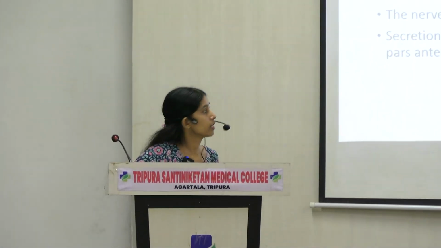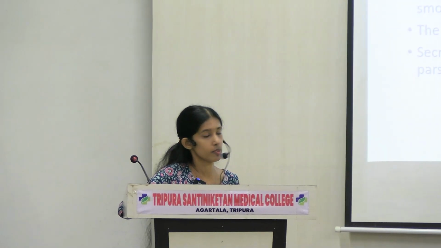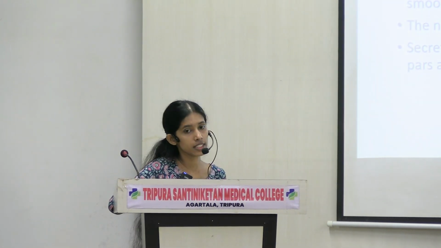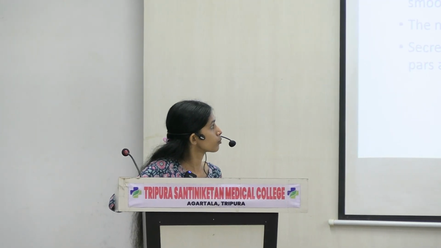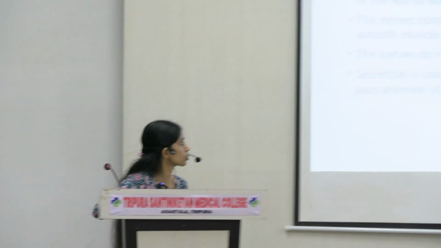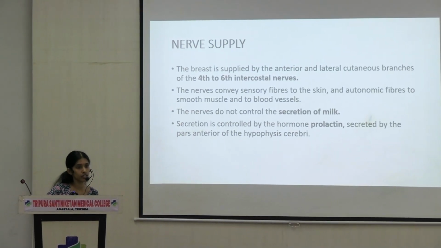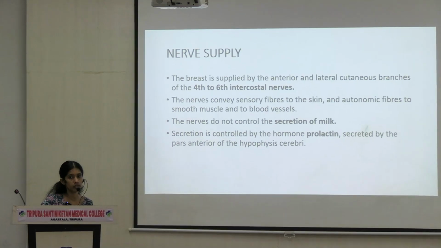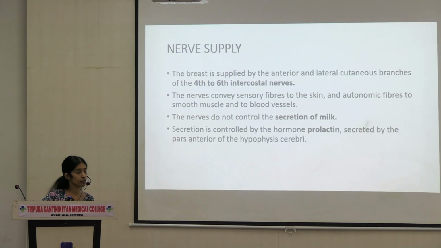So your nerve supply will be supplied by the anterior and lateral cutaneous branches of the 4th and 6th intercostal nerves. Okay, and the nerves convey sensory fibers to the skin and autonomic fibers to the smooth muscles. What do you mean by sensory fibers? Do you know the difference between sensory fibers and autonomic fibers? Motor fibers are also there, sensory fibers are there, autonomic fibers are there. Fine, if you can replay something or interact, I can continue, otherwise I am just going to read with the slides.